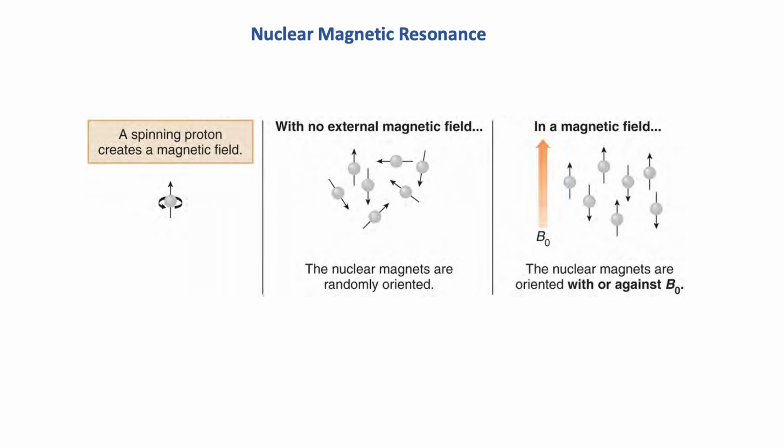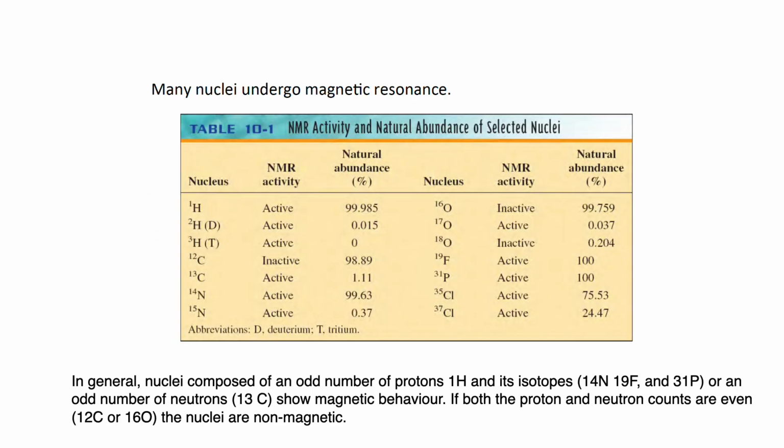The theory behind NMR comes from the spin of a nucleus, which generates a magnetic field. Without an external applied magnetic field, the nucleus spins are in random directions, as you could see here. But when an external magnetic field B0 is present, the nuclei either align themselves with or against the external magnetic field. So many nuclei undergo magnetic resonance.